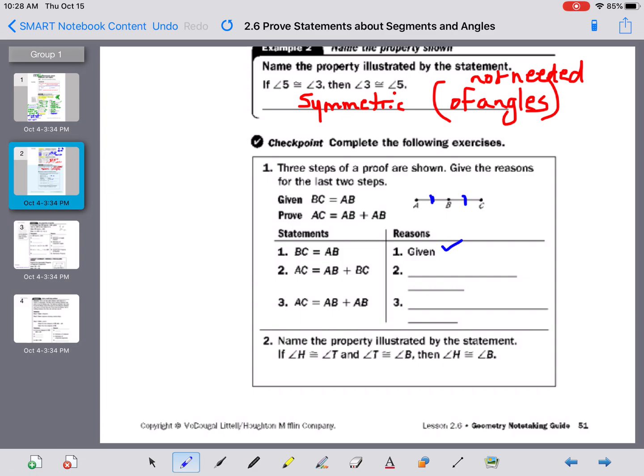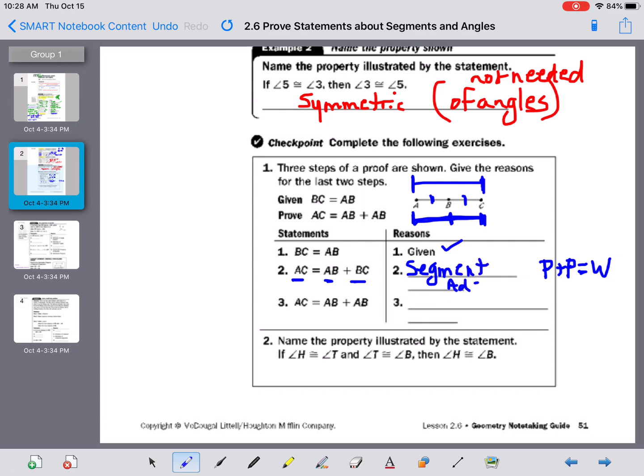Now, let's look at this. AC equals AB plus BC. AC, the whole thing, equals AB plus BC. The whole thing equals this part plus this part. Looks like a part plus part equals whole. What do we call that when it's a part plus part equals whole? Well, there's 2 options, okay? One of them is angle addition. The second one is segment addition. What are we looking at here in this picture? Angles or segments? We're looking at segments, so we're going to call it segment addition.